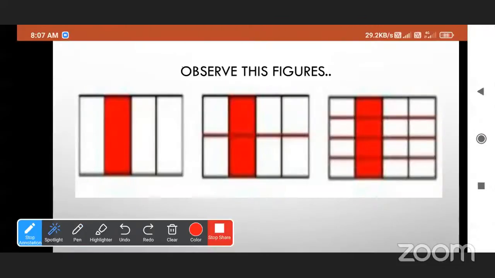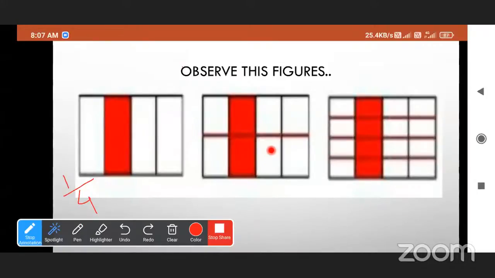See the first one. What is the fraction for this figure? This is a square, and here the total parts are 4 and the colored part is 1. So what is the fraction? 1 upon 4, because out of 4, one portion is colored. Now see the second one.